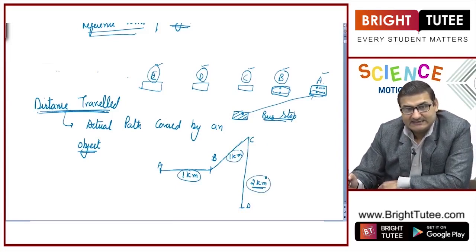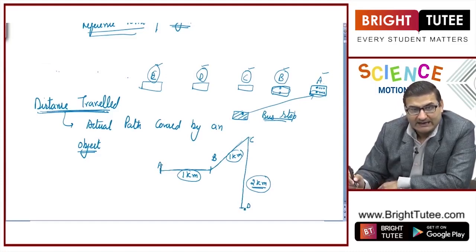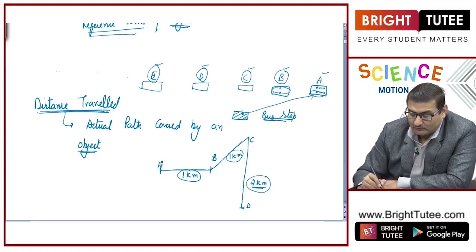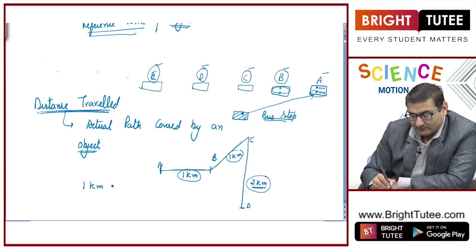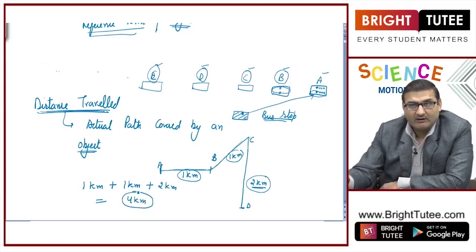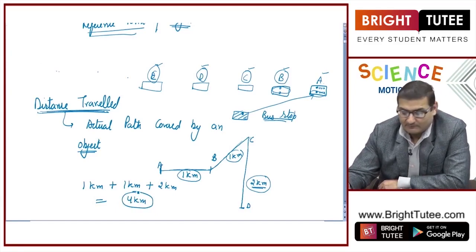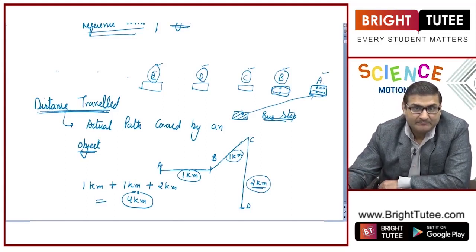So when I say that I have gone from point A to point D, I will say that on moving from A to D, I have actually travelled a path of 1 kilometer from A to B, plus 1 kilometer from B to C, and from C to D 2 kilometers. By adding all these, I get a total distance covered of 4 kilometers. So I have covered a distance of 4 kilometers when I have travelled from point A to point D. Got it?